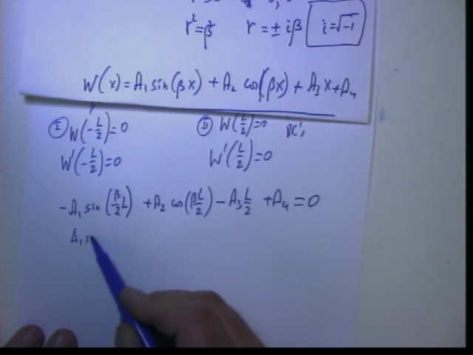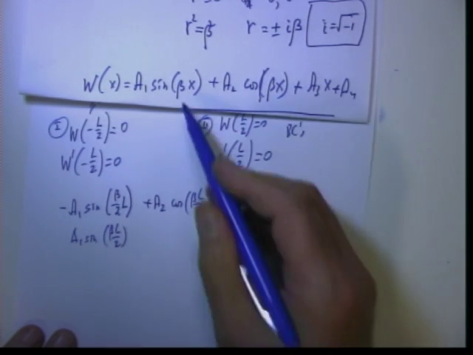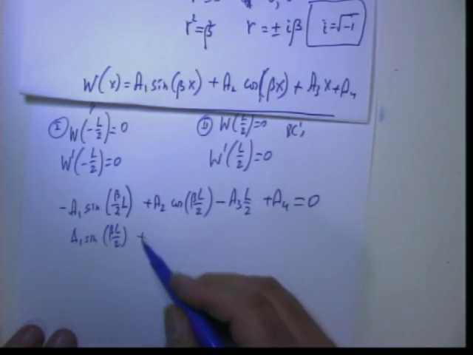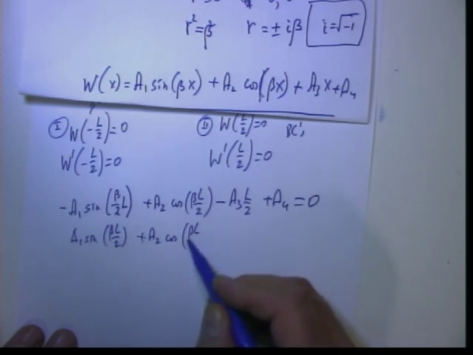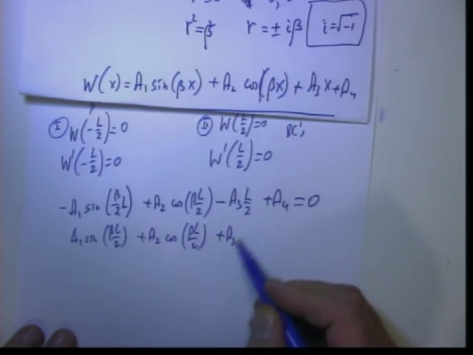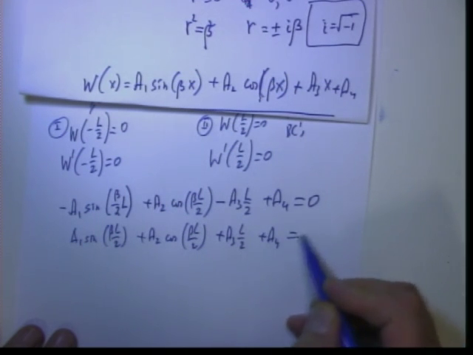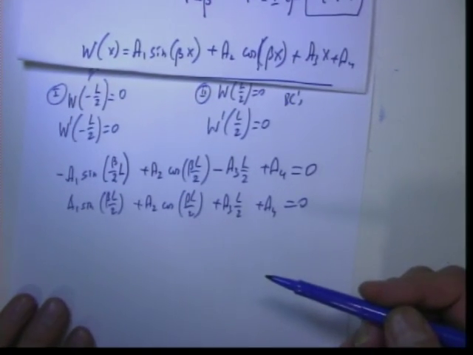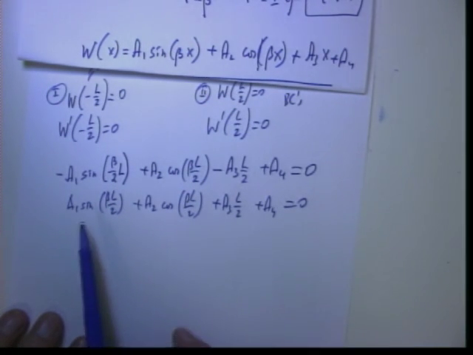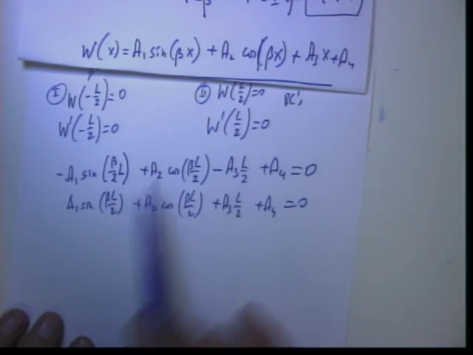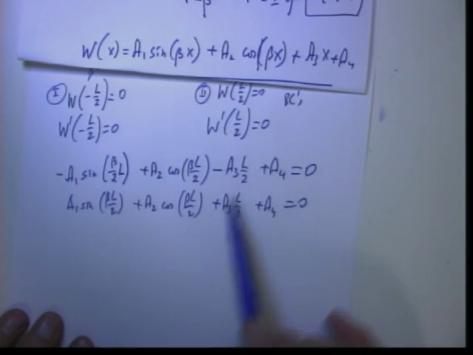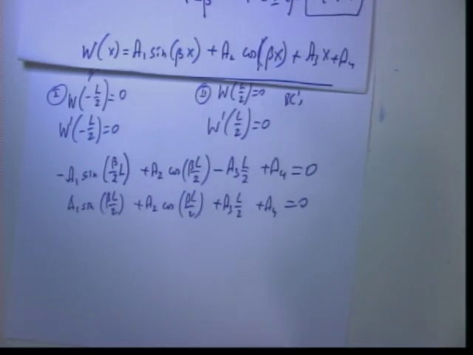A1 sine beta L over 2, I just substitute this one, plus A2 cosine beta L over 2, plus A3 L over 2, plus A4 equals 0. We will see how it will be helpful. Pay attention. You see that here I have minus and here minus. I can add these two equations and these things will disappear. So what we will get will be easier. Instead of four terms, I have only two terms. So first of all, fewer terms are better than more terms. That is understandable.